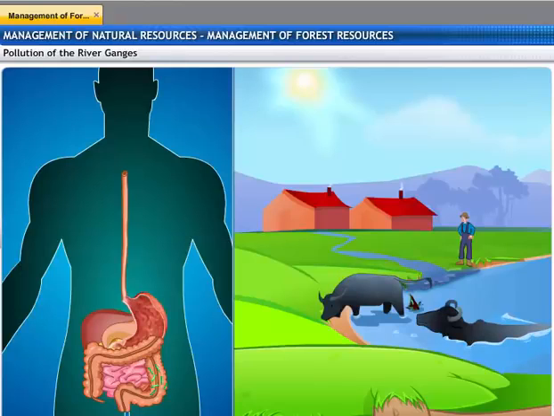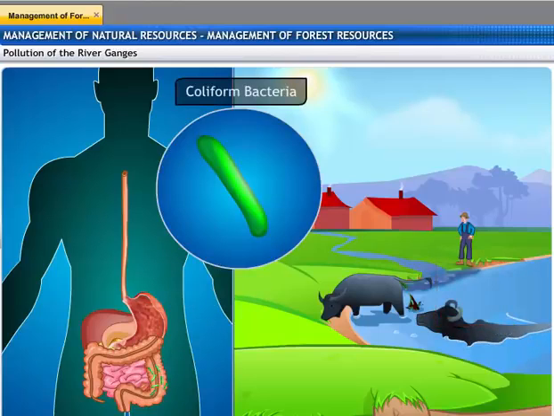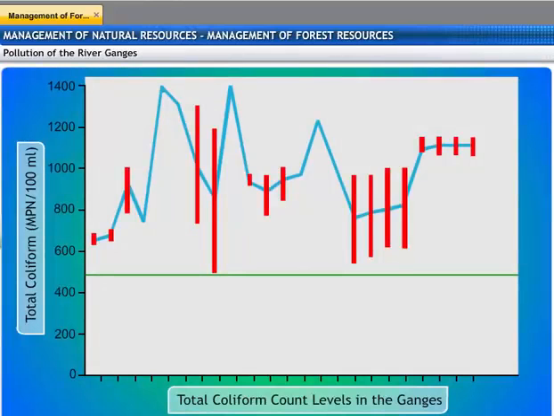The coliform bacteria is usually found in the human intestine, whose presence in the Ganges water indicates contamination by feces and disease-causing microorganisms. This graph shows the total coliform count levels in the Ganges that quantifies the pollution in units, called the most probable number or MPN. To overcome the poor quality of water, in 1985, the Ganga Action Plan came into existence.